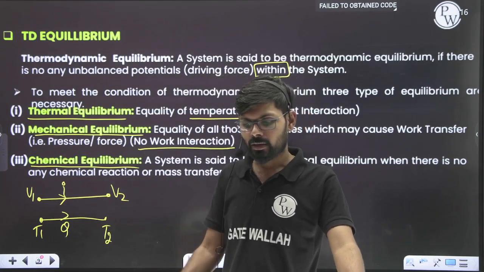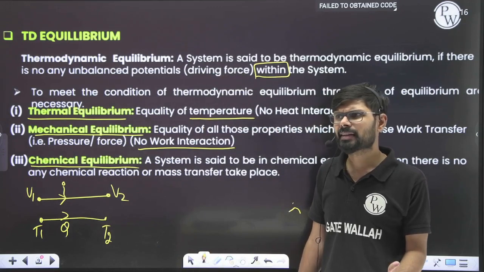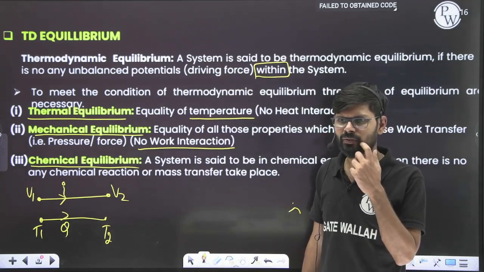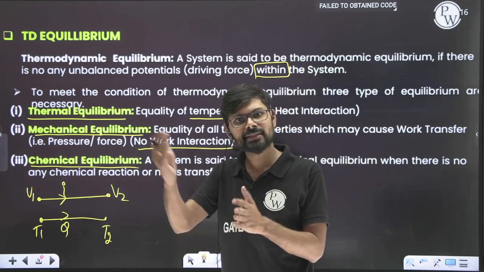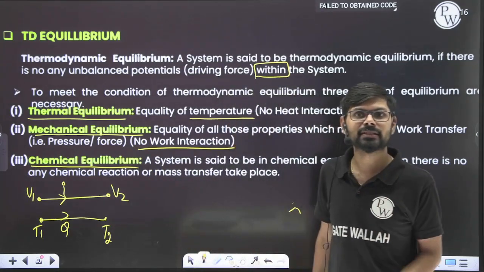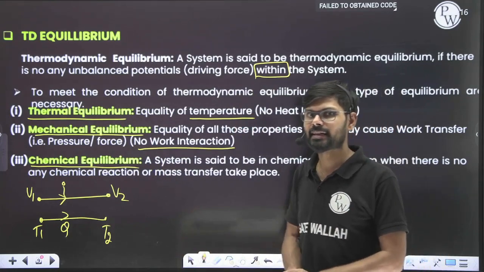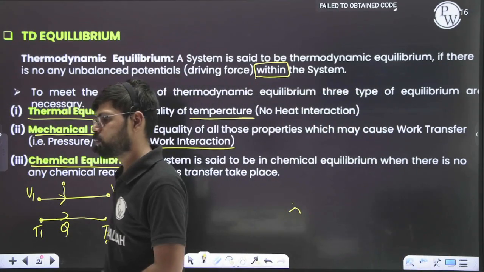So ultimately I can say that a system is said to be in equilibrium when these potential differences do not exist within the system. Between system and surrounding they can exist, but within the system they should not exist. That is basically what the thermodynamic equilibrium state is.